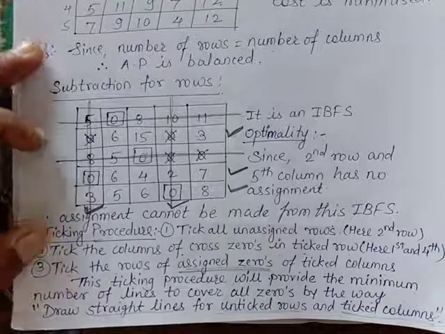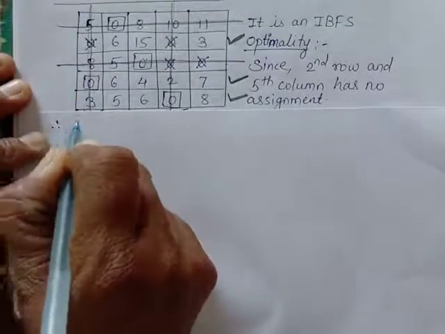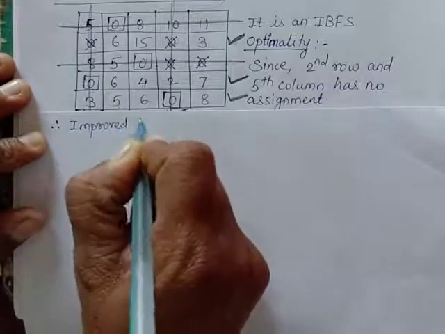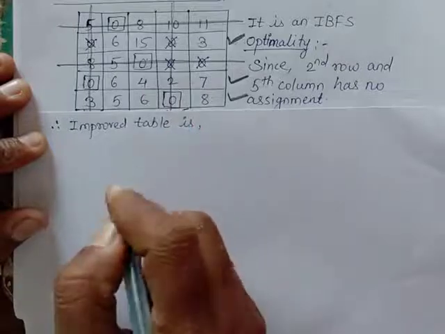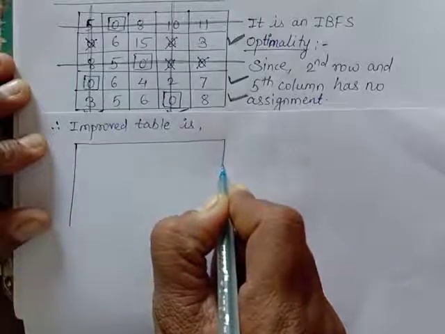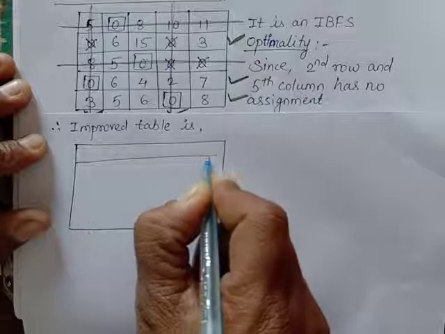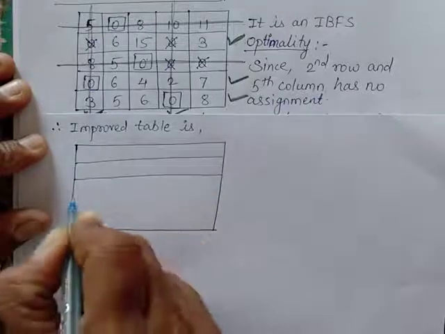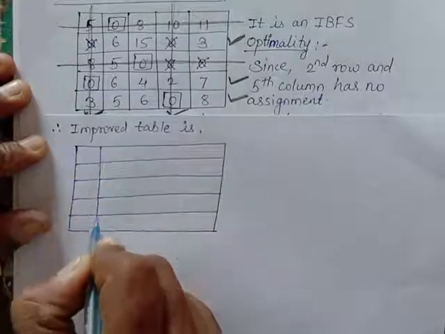So let's do that one. Therefore, the improved table will be: other entries are as they are. Simply at the intersection position we will add that element, and from the other uncovered entries we will subtract it.